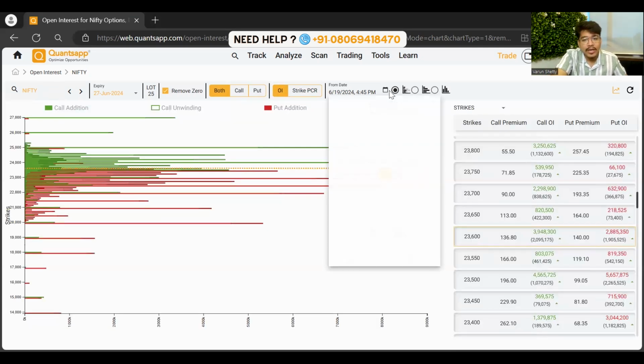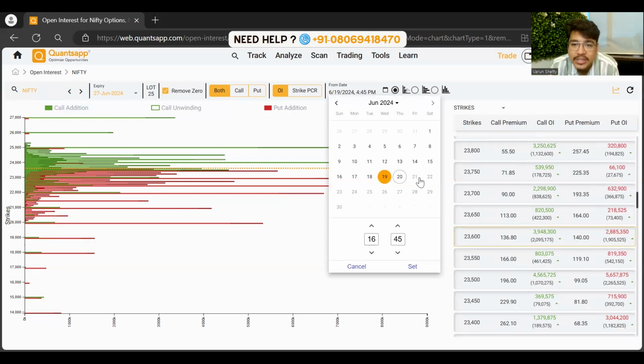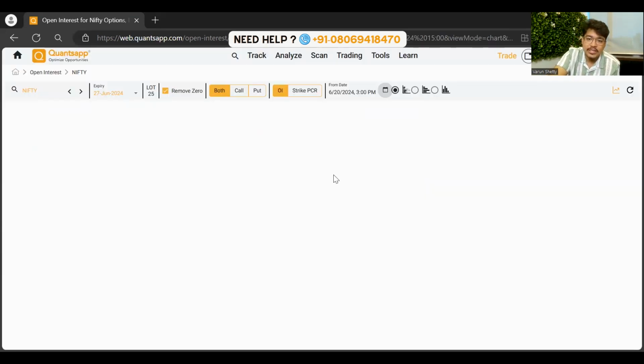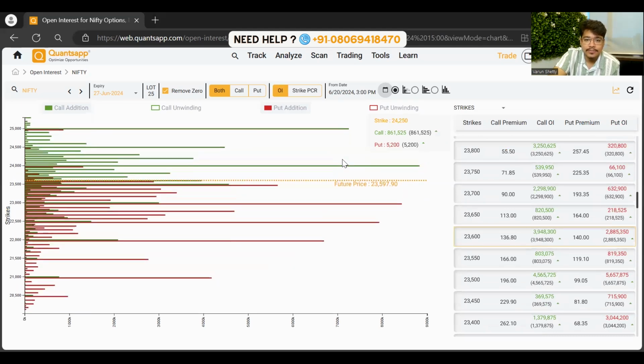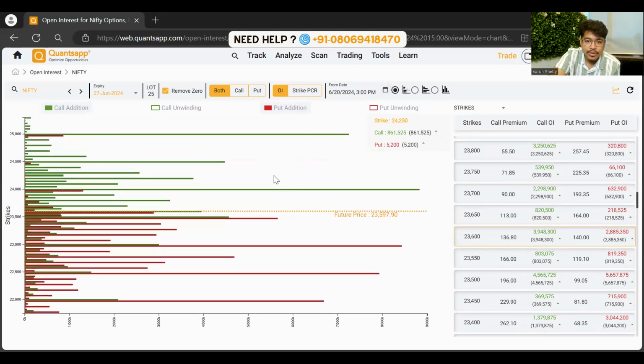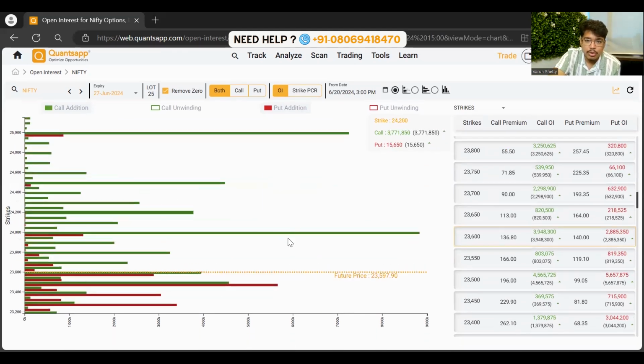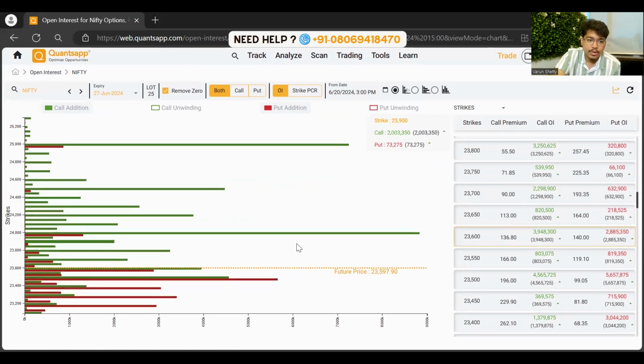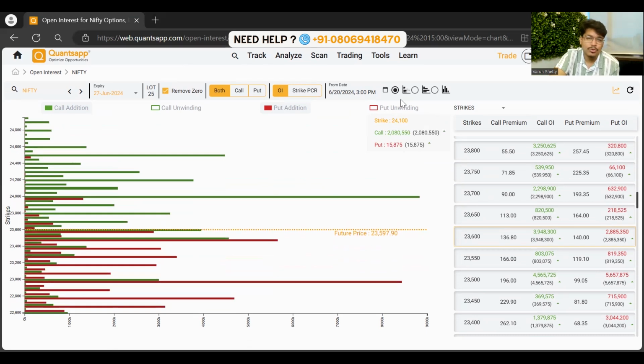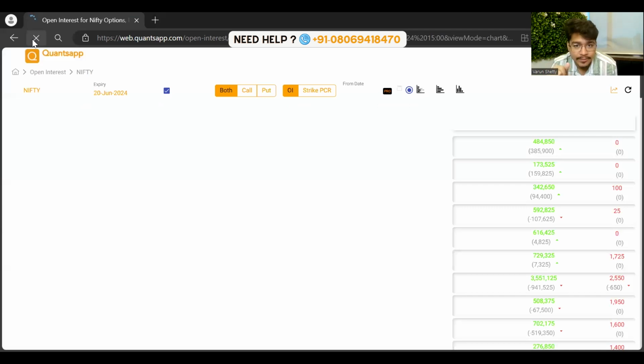You can set the from date. So if I want to look at the open interest data today after 3 p.m., I'll just set it as 15:00. Today after 3 p.m., whatever change has occurred, you can actually see it right there. You can see that pretty much all of this here has addition and all the stuff, right? So this is what it looks like. I generally look at it from previous day. Previous day is something that gives me a better idea of what has happened today.